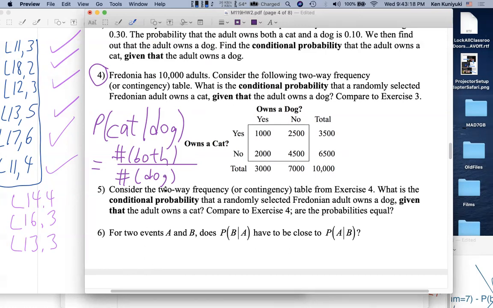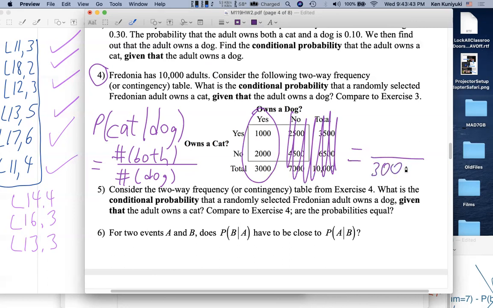So we only care about the world of dog owners. That's owns a dog, this column. I don't care at all about the non-dog owners or these totals. No offense, but we only care about the dog owners. Our entire world is now reduced to this column. How many total dog owners do we have down there? We have 3,000. Of those, how many also own a cat? 1,000. I'll accept this. This obviously reduces down to 1/3. So of the 3,000 dog owners, 1/3 of them, 1,000 of the 3,000, also own a cat.